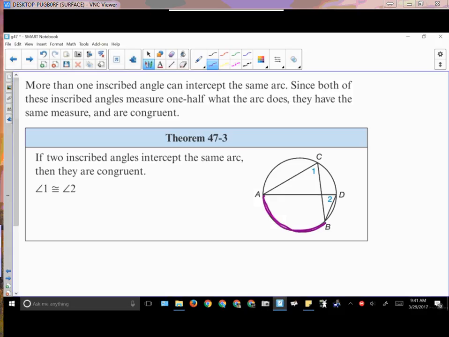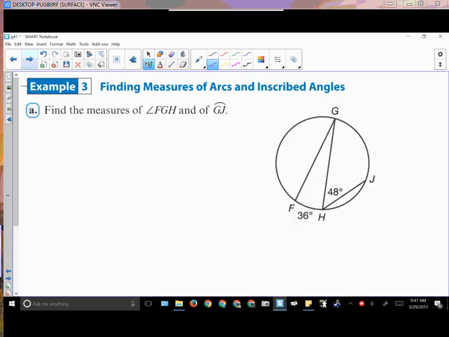So if I'm looking at this, I want to find the measure of angle FGH. So I'm looking at this angle measure right here. What should it be? Should be 18, right? Should be half of whatever 36 is. Okay. If this here is going to be 48 degrees and it's moving from here to here, what should this be? 96. Because it should be double that. Okay.